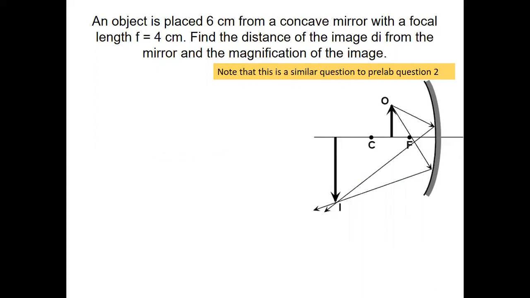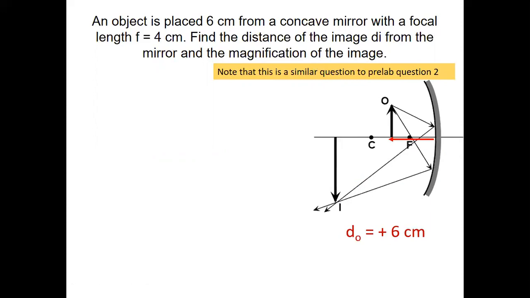An object is placed 6 centimeters from a concave mirror with a focal length of 4 centimeters. Find the distance of the image, di, from the mirror and the magnification of the image. All right, so let's understand the picture, right? Here we have a concave mirror. It is caved in, right? So it is a concave mirror, and O represents the object, I represents the image. So what is di here?